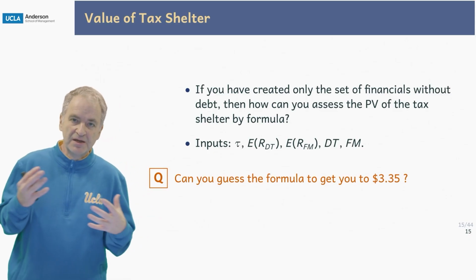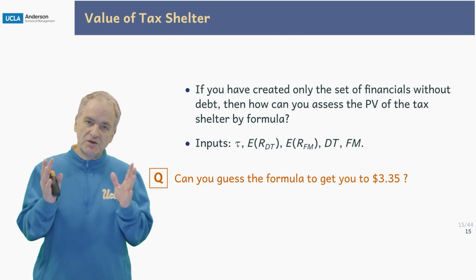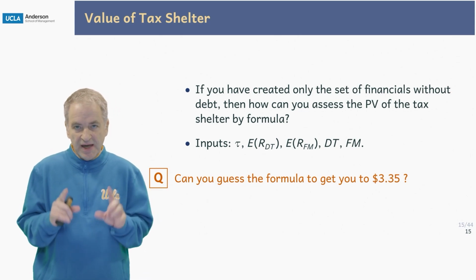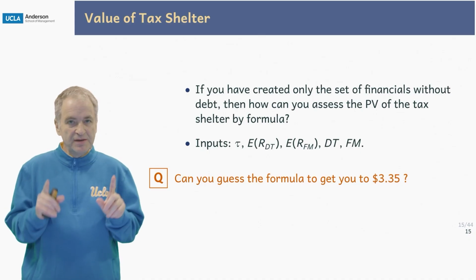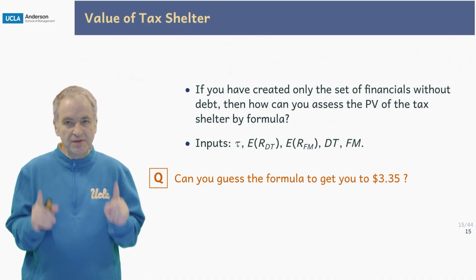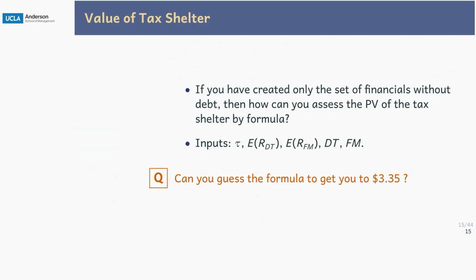$256 divided by 1.12 in order to make it a present value. So you have those values in here. Can you guess a formula that takes these inputs and gets you to $3.35? Please pause this video now, answer the question on a piece of paper, and then continue.